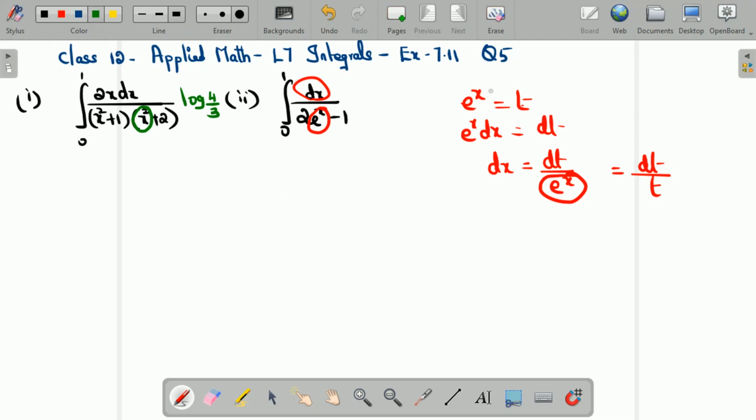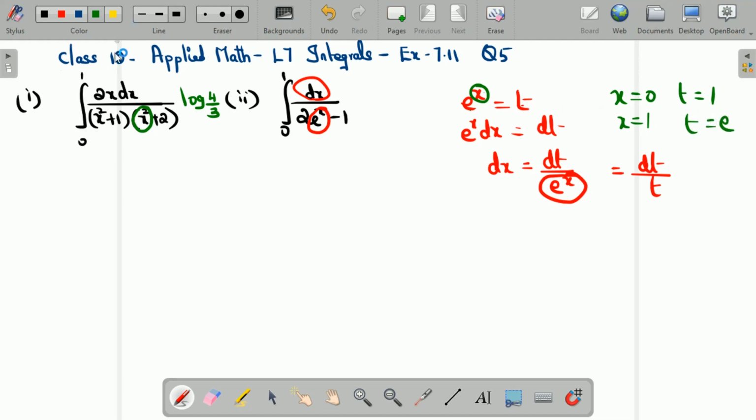So if I put x is equal to 0, this is e power 0, anything to the power 0 is 1. So when x is equal to 0, t is equal to 1. Now let's put x is equal to 1. So this will become e power 1 or simply e, that will be the value of t.